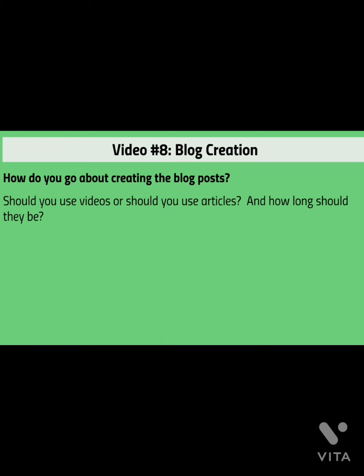Hello and welcome to video number 8, and let's talk about blog creation. How do you go about creating the blog posts now that you have a list of different topics that you might want to create? Should you use videos or articles, and how long should they be? If you took a look at the BuzzSumo examples in the previous videos, you'll notice that the articles were pretty long, about 1,000 to 1,500 words.